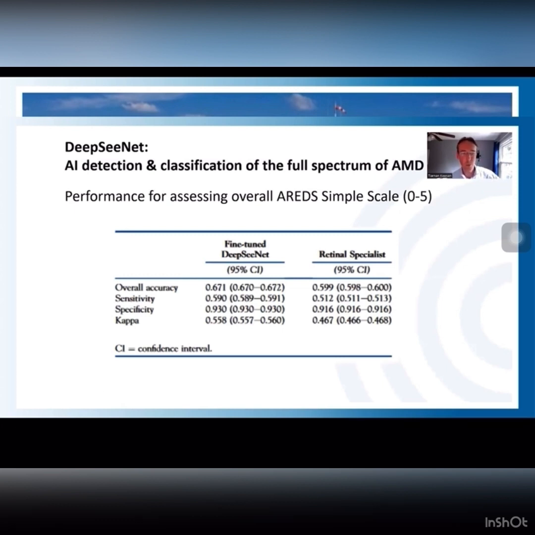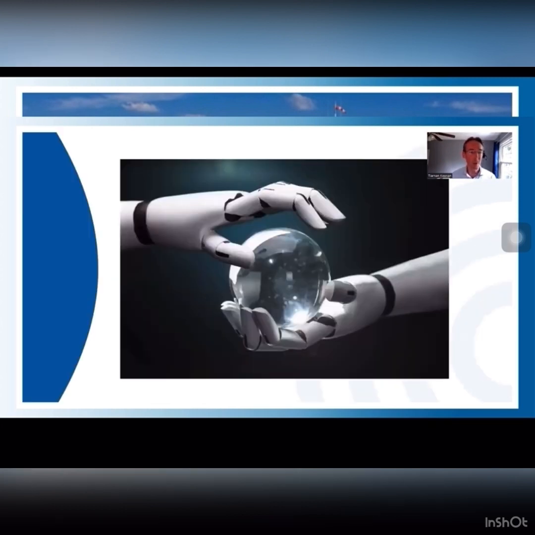We performed training and testing for a lot of other tasks, for example the 9-step scale, geographic atrophy, and reticular pseudodrusen. I'm not going to talk about that too much, or the external validation. I'm going to move on to talk about our work using deep learning to try and look into the future for AMD, trying to do personalized risk prediction.